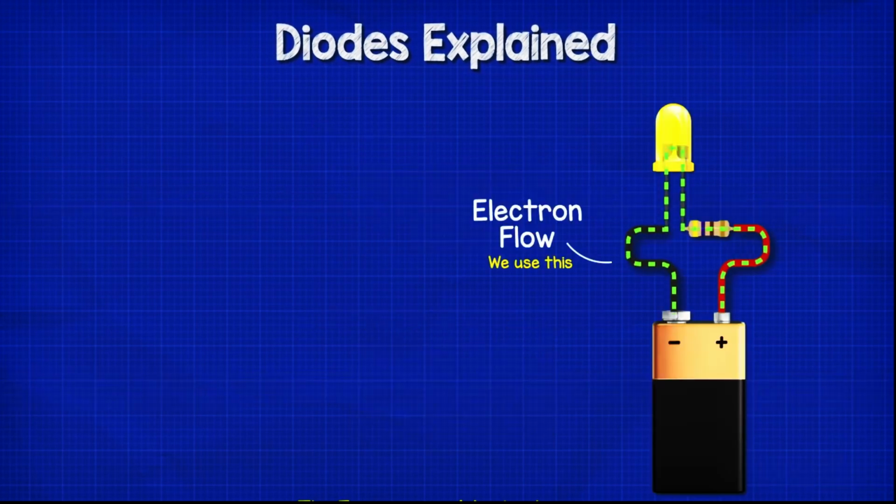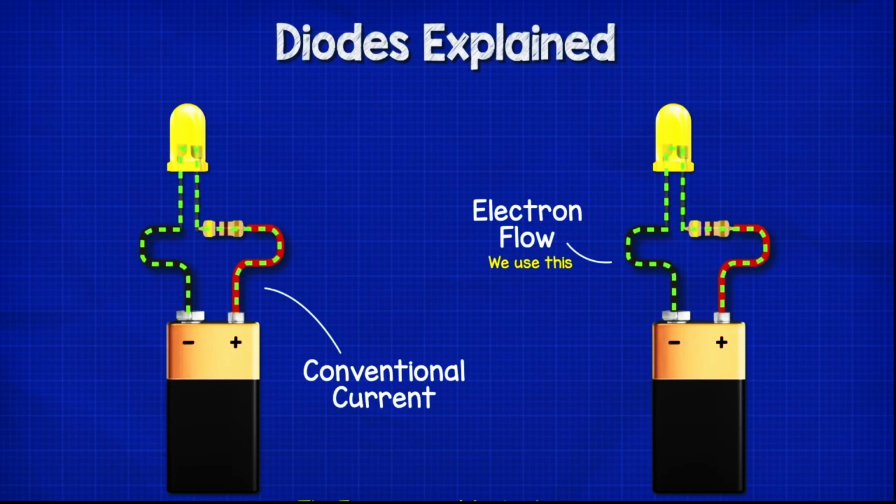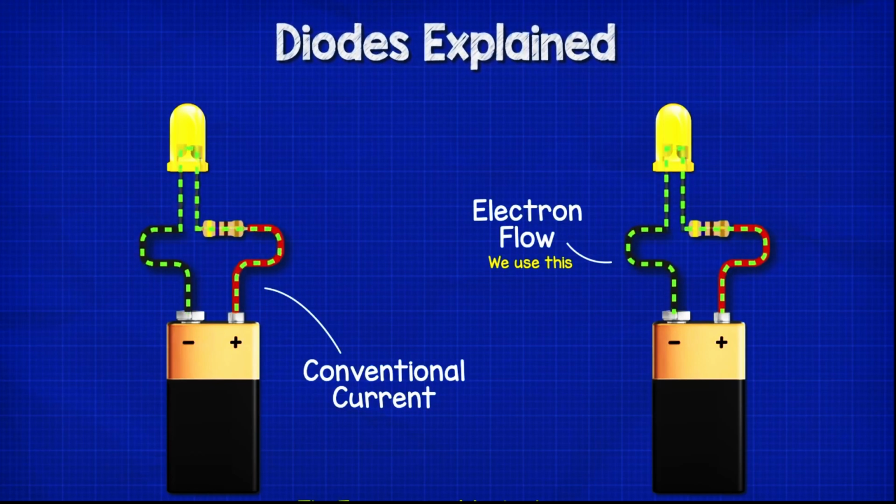Now, I've animated this video using electron flow, which is where the electrons flow from the negative to the positive. However, you might be used to seeing conventional flow, which is traditional in electronics engineering, and this is where the electrons flow from the positive to the negative. Electron flow is what's actually occurring, but you might come across conventional current still, as these explanations are easier to understand. Just be aware of the two and which one we're using.